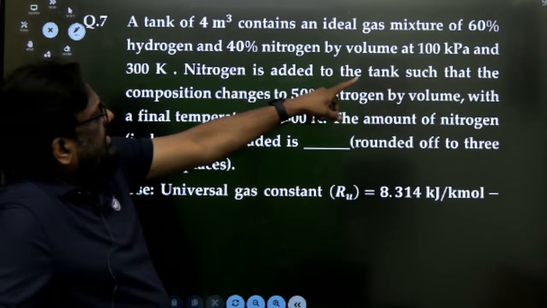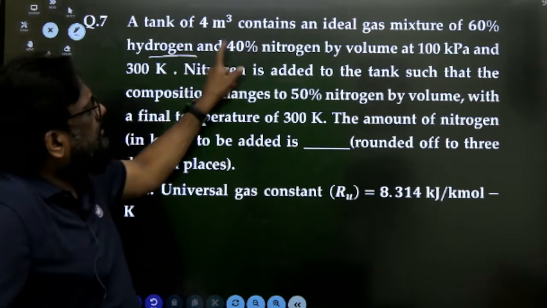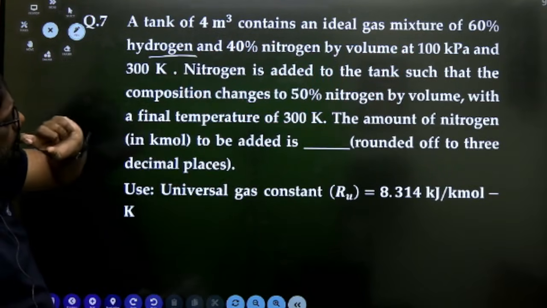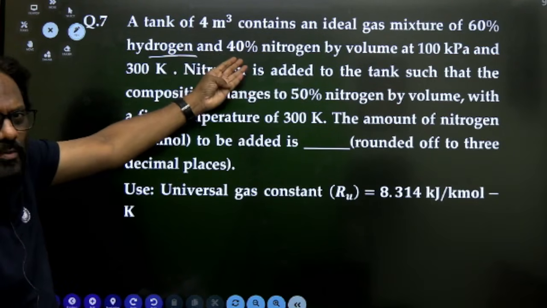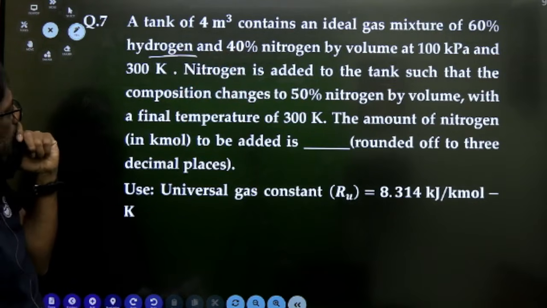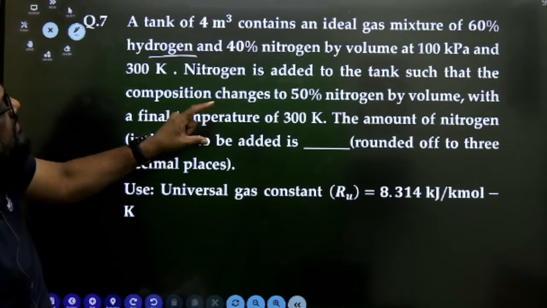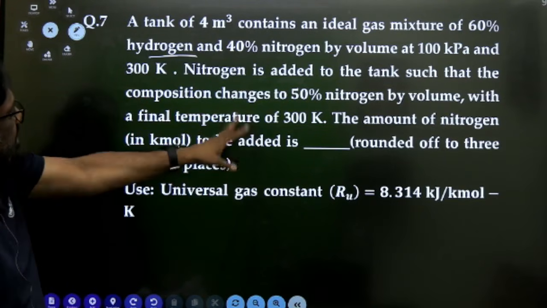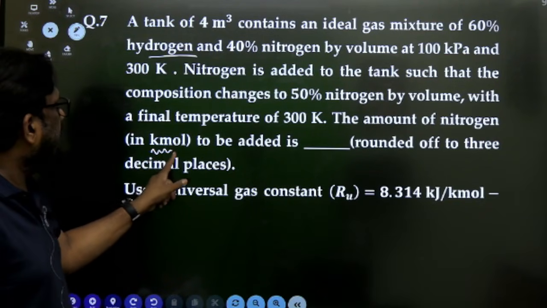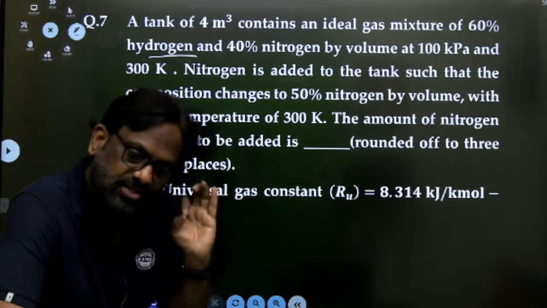The pressure is 100 kilopascal and the temperature is 300. Hydrogen is 60% and nitrogen is 40%, and this is the volume ratio; volume share is given. Nitrogen is added to the tank such that the composition changes to 50% nitrogen by volume, with the final temperature again the same. He is asking for the amount of nitrogen to be added in number of moles. It is a NAT question. We will work it out carefully.